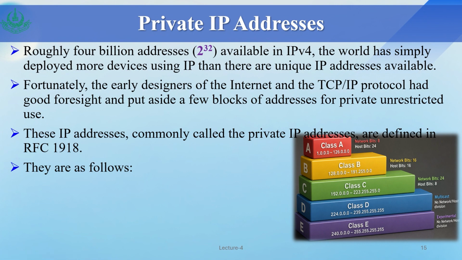These are as follows. Class A starts from 1 up to 128, class B starts from 128 to 192, class C starts from 192 to 223, class D is 224 to 239, and the remaining class E is 240 to 255 of the IPv4 address space.